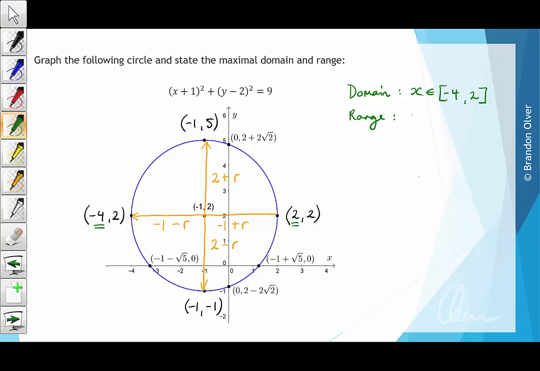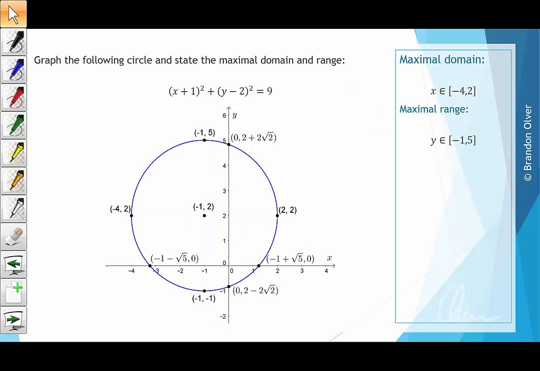Then if we repeat the same process for the y, we find that y is an element of the smallest y value, which is included, so we use a square bracket, -1, all the way through until 5, which is also included, so we also use a square bracket for that. So on this slide, all the key features of the circle have been plotted, and over on the right hand side, we've restated our maximal domain and range for this circle.